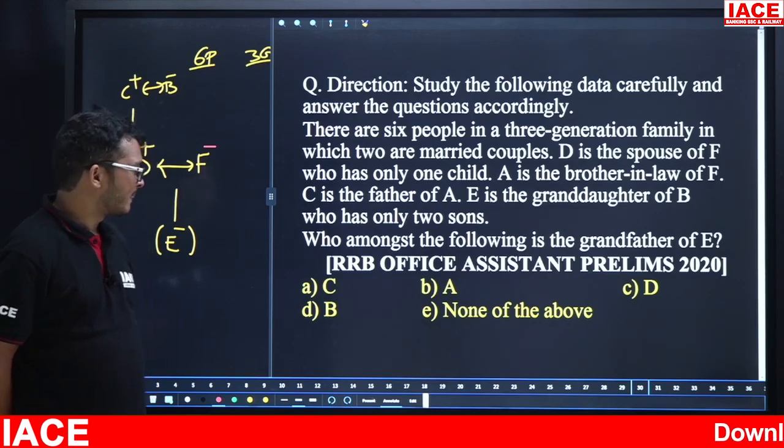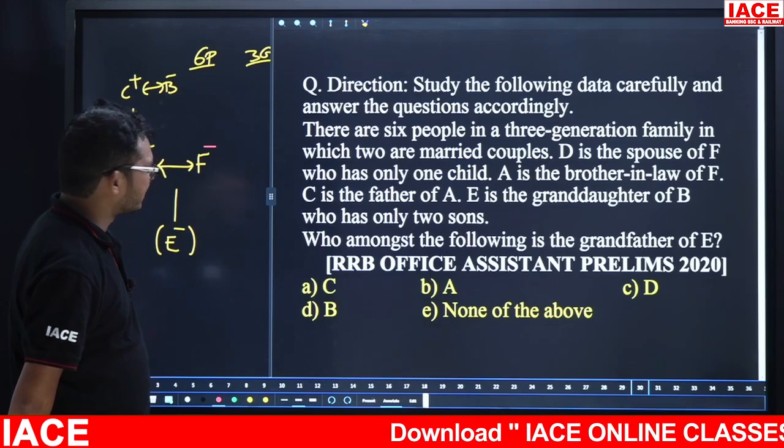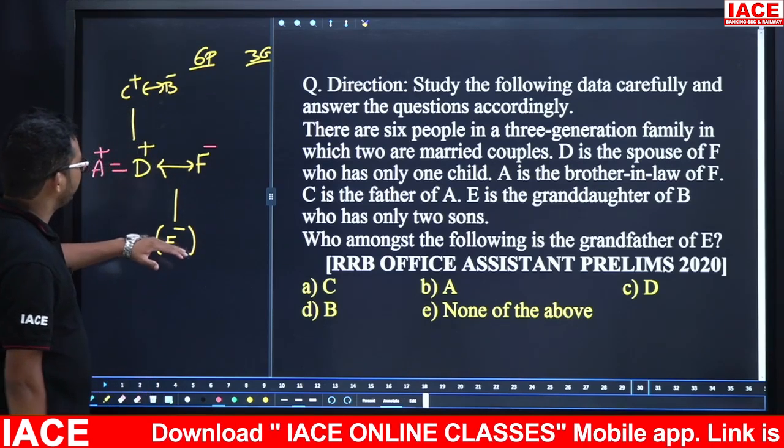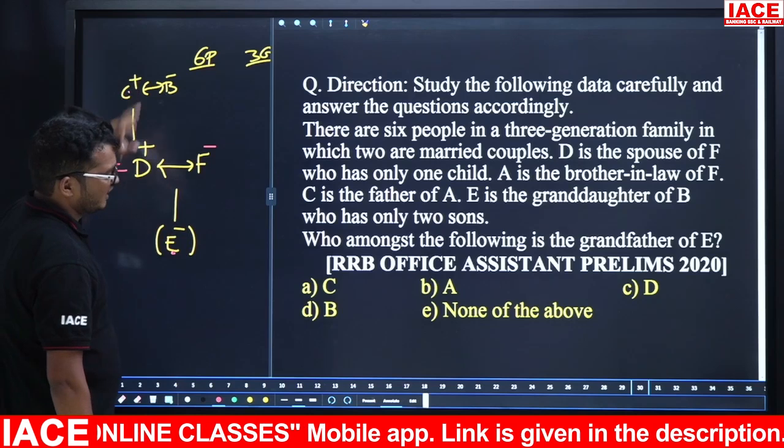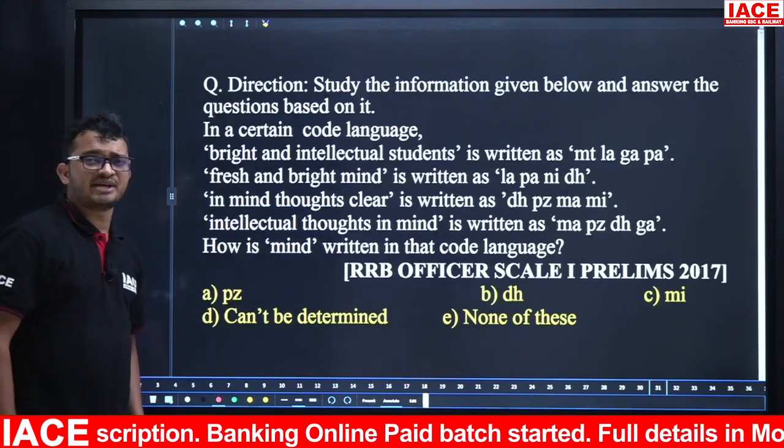Yes, time up. The question is, who among the following is the grandfather of E? Friends, for E, the grandfather is C. So the answer is option A. Take the next question. Your time starts now.